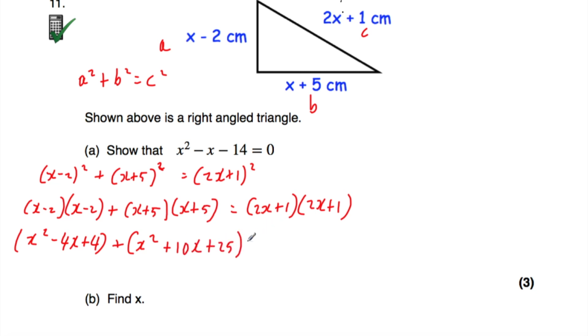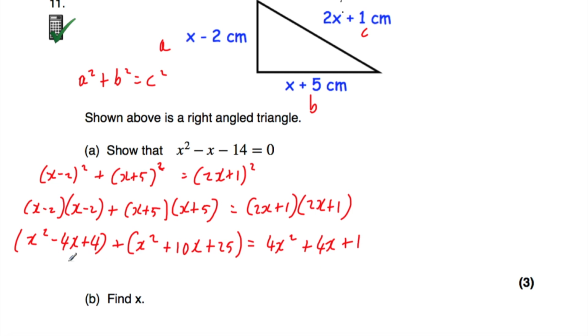And then on our right hand side, that's equal to 2x times 2x is 4x squared. We'll have 2x times 1 and 1 times 2x, that's going to be 4x altogether. And finally, 1 times 1 is equal to 1. So we've got x squared minus 4x plus 4 plus x squared plus 10x plus 25 is equal to 4x squared plus 4x plus 1.